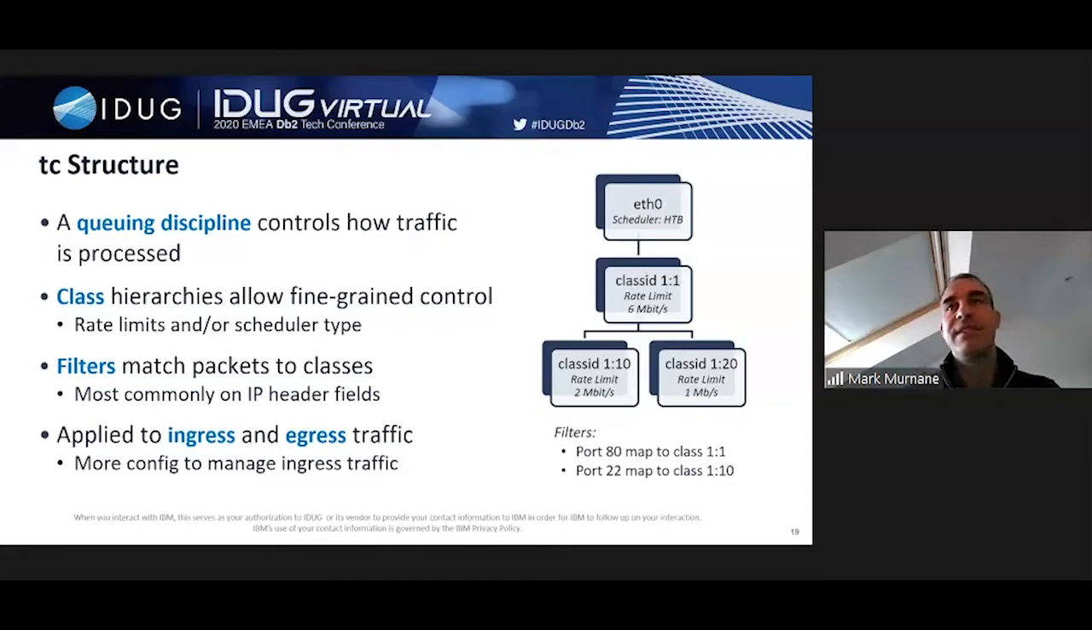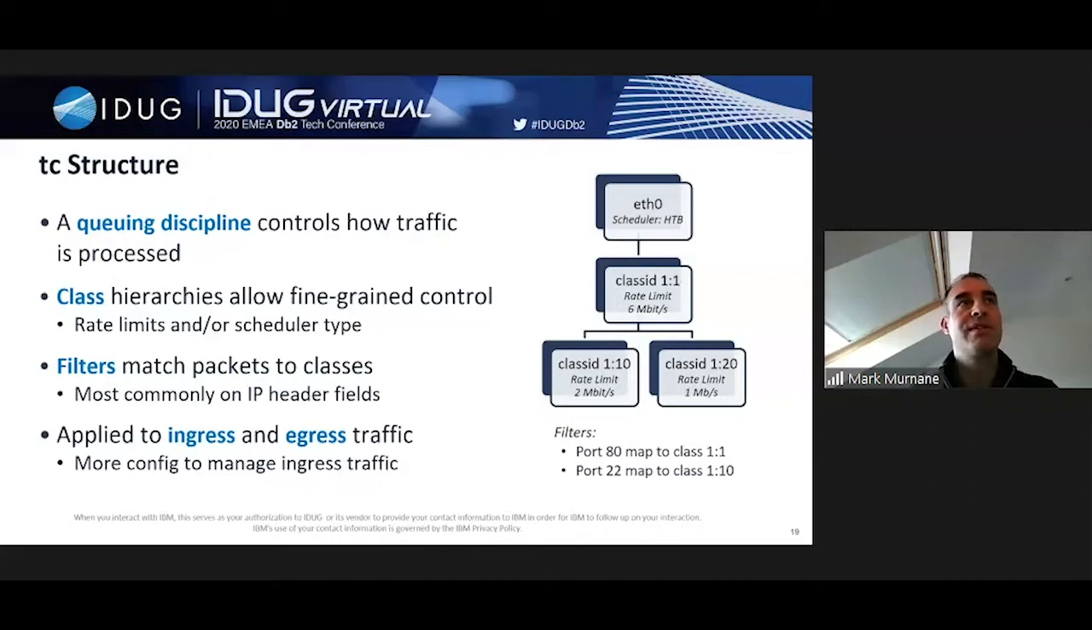Classes allow for a sophisticated combination of queues, queuing disciplines and network effects to be created. So it allows us to mix the best of things like rate limits or scheduler types. Filters then match packets to classes and consequently a set of effects. Most commonly we do this on IP header fields, but there's huge capability within the TC structure because it's closely mapped to the kernel to do this. But for the most part, we'll stick with IP traffic fields.